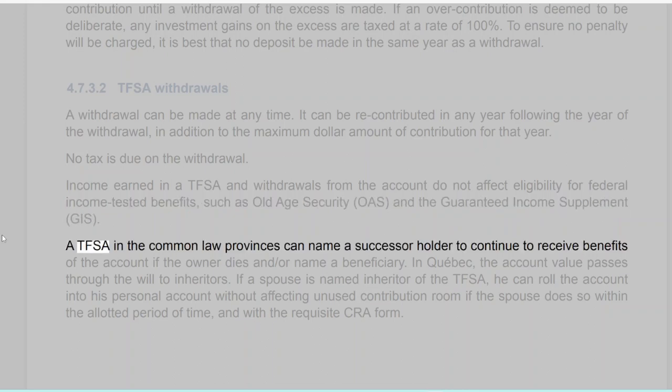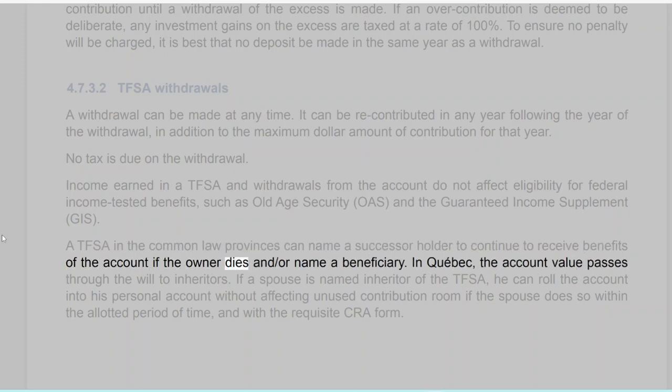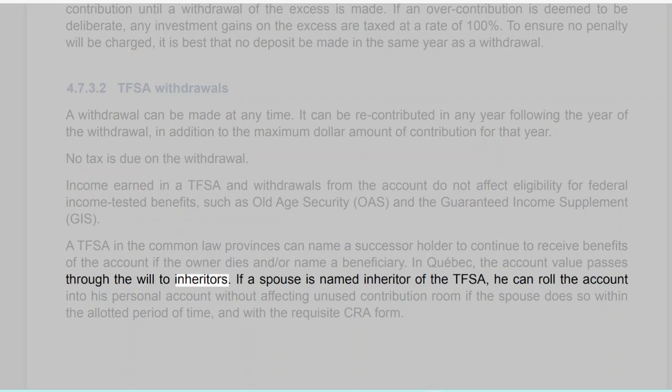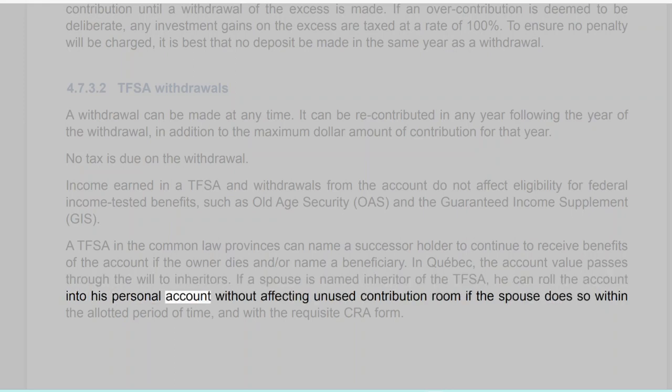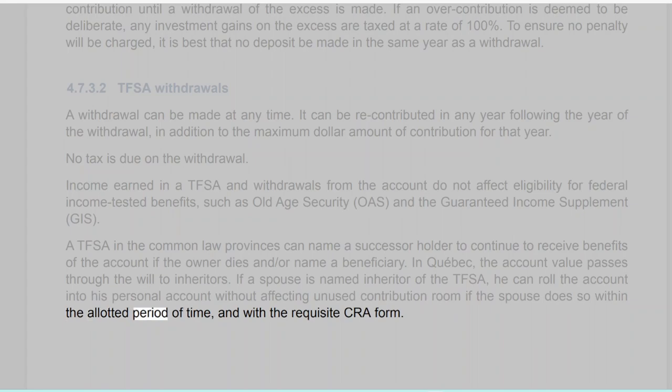A TFSA in the common law provinces can name a successor holder to continue to receive benefits of the account if the owner dies and/or name a beneficiary. In Quebec, the account value passes through the will to inheritors. If a spouse is named inheritor of the TFSA, he can roll the account into his personal account without affecting unused contribution room if the spouse does so within the allotted period of time and with the requisite CRA form.